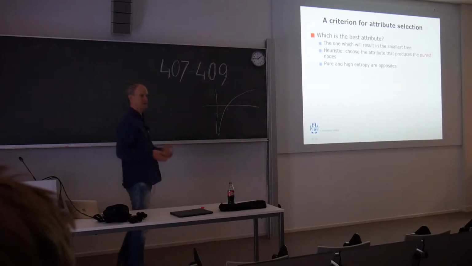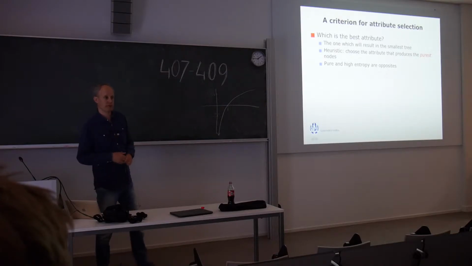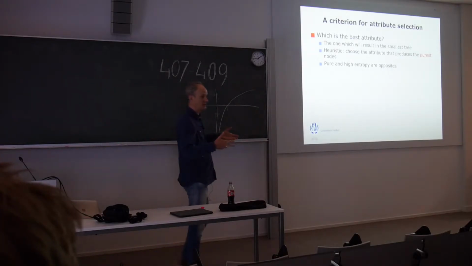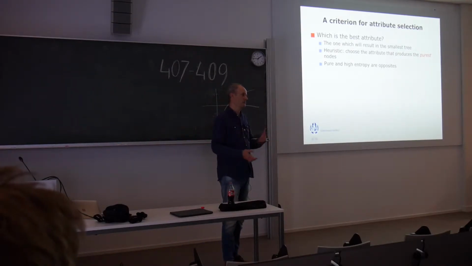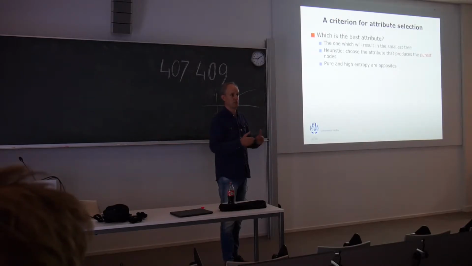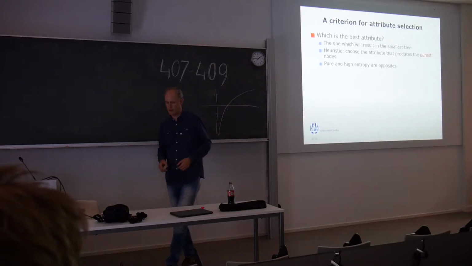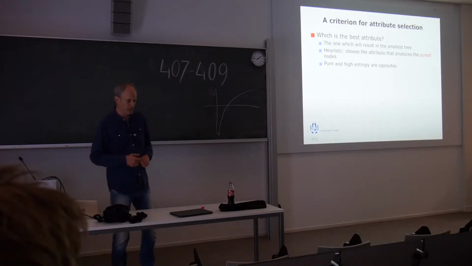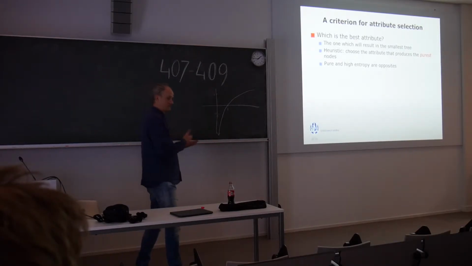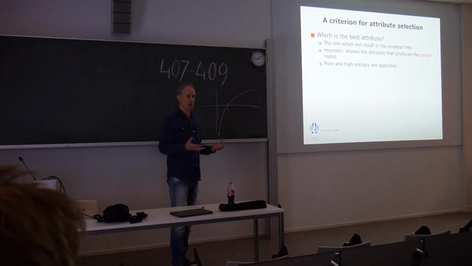Actually, that's the opposite of entropy. So if you have a lot of entropy, it means a lot of uncertainty. It's very impure because you have both positive and negative cases in one branch or one leaf. Whereas if you think about pure, that actually has no entropy at all. So these are the opposites of each other.